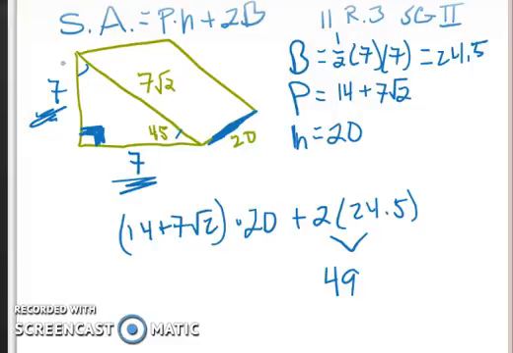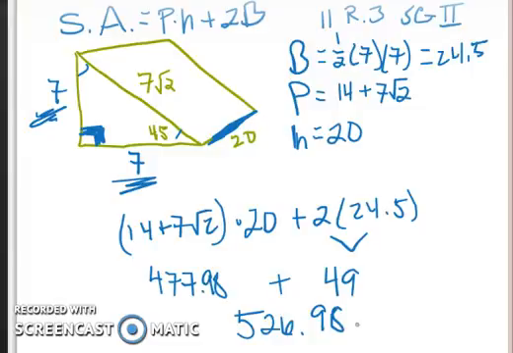And we should get approximately 477.98. And then we're going to add that to 49. But I'm leaving it in my calculator, so I'm just going to do plus 49 equals, and we should get our final answer of 526.98. And this is going to be in square units.